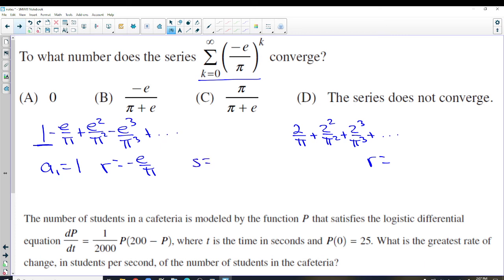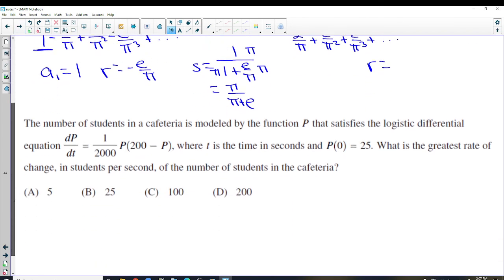So the sum, what this is converging to, whatever, it doesn't actually get there, is 1 over 1 plus e over pi, because we have the a sub 1 over 1 minus r. Now we have to go answer hunting. And they don't have this answer, but they multiply everything by pi. So pi over pi plus e. So there we go. Get rid of the complex fraction.